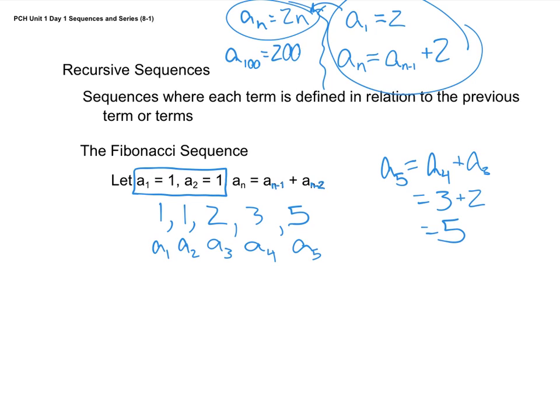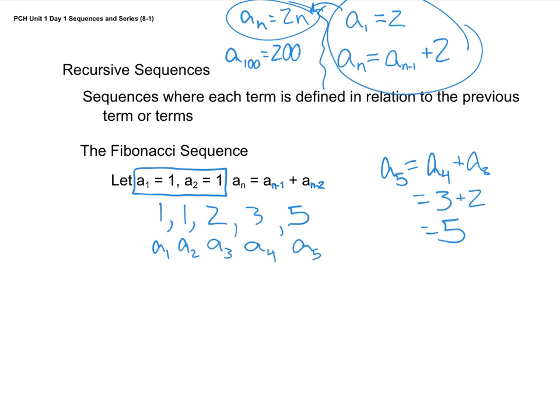So, are there any questions about the Fibonacci sequence? If you want some real interesting exploration, just do a quick search for the Fibonacci sequence and the golden ratio. They actually have come up with an explicit definition for the Fibonacci sequence, and it uses the golden ratio, 1 plus radical 5 over 2, I think it is.